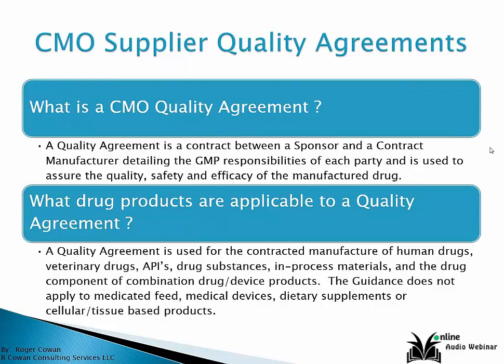Now, what drug products are applicable to a quality agreement? Well, according to the FDA, a quality agreement is used for the contracted manufacture of human drugs, veterinary drugs, APIs, drug substances, in-process materials, and the drug component of combination and drug device products. Now, the guidance does not apply to medicated feed, medical devices, dietary supplements, or cellular tissue-based products.